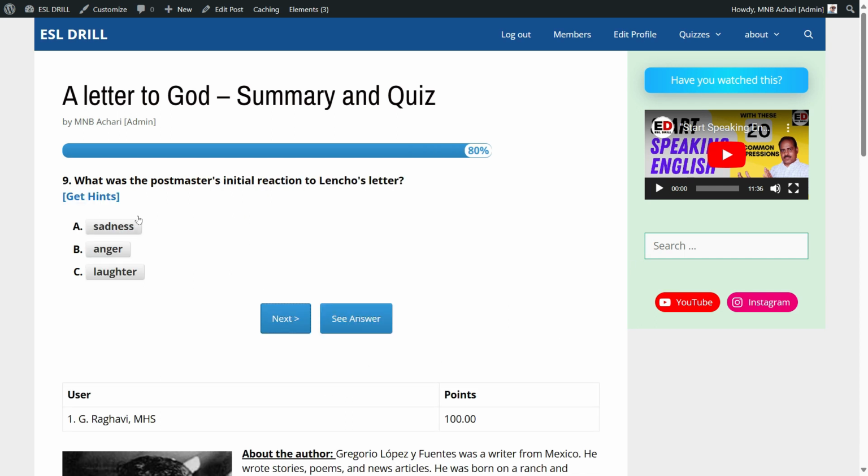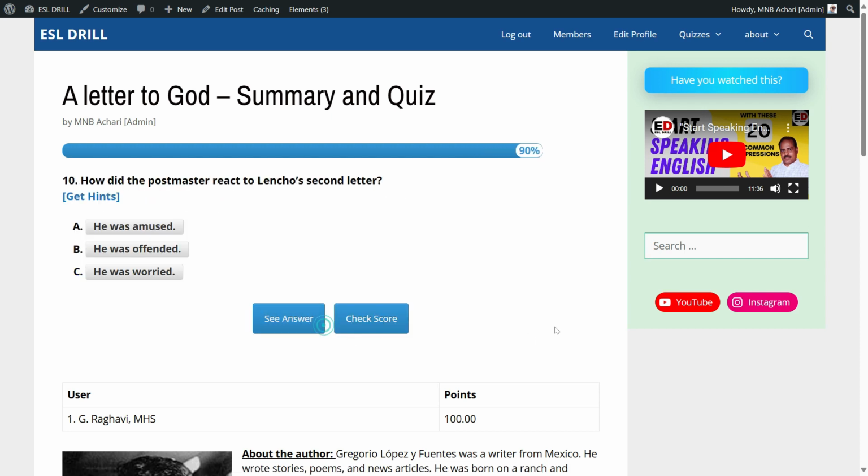Now, ninth question. What was the postmaster's initial reaction to Lencho's letter? Sadness, anger, laughter. We know that the postmaster laughed initially and then he turned serious. So laughter is the correct one. Now, we have used many hints. Let's see if we can still get hints. Actually, I have allowed only 7 or 8 hints for each quiz.